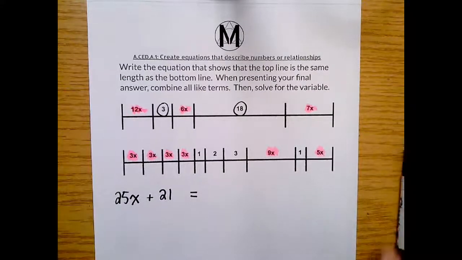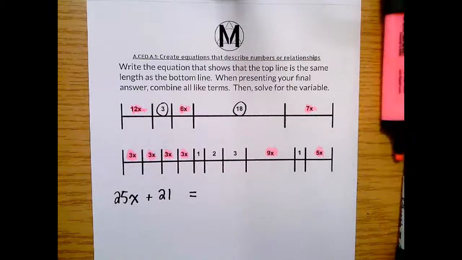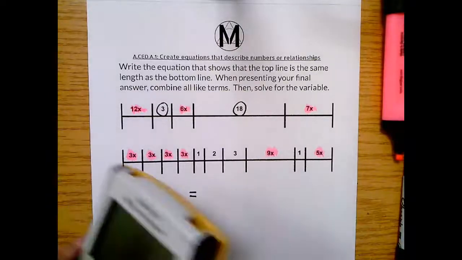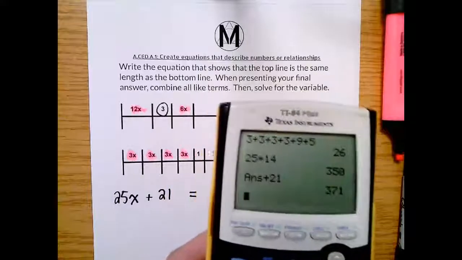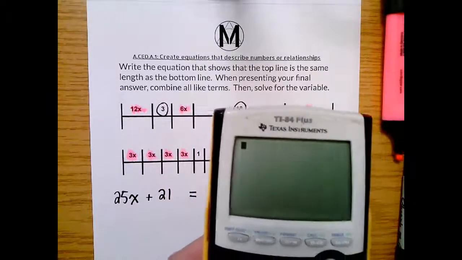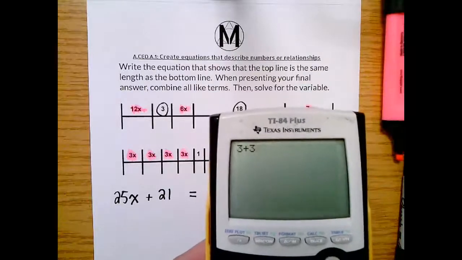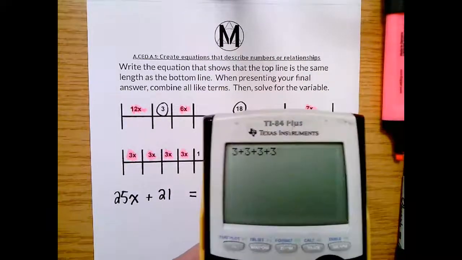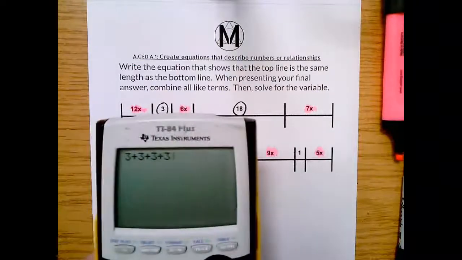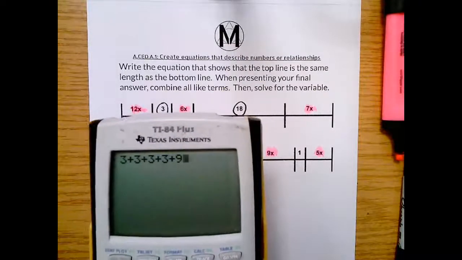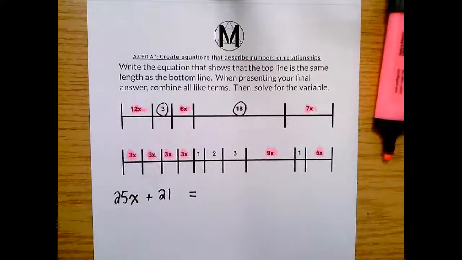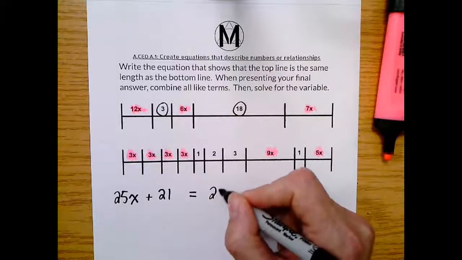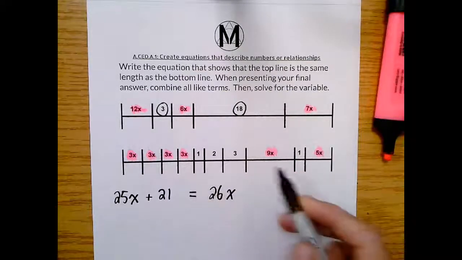We want to add all those together because, again, they're kind of stacking together. And if these numbers are getting a little scary or there's too many and you're worried you're going to make a mistake, I always encourage you guys, bust out that old calculator. Let's take a look-see here. We have 3 plus 3 plus 3 plus 3. Coming over here, I have plus 9 and plus 5. 26, great. So we can see here that these are 26x.